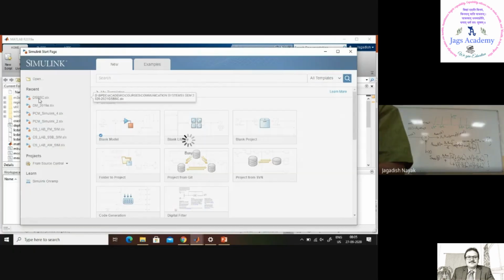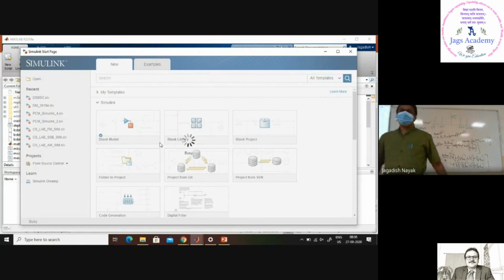Now I already have this DSB-SC implemented. See how you implement DSB-SC here. What did I do? You take the message signal, you take the carrier signal, and you just multiply them. It's just loading now. Just wait for 1 or 2 minutes.